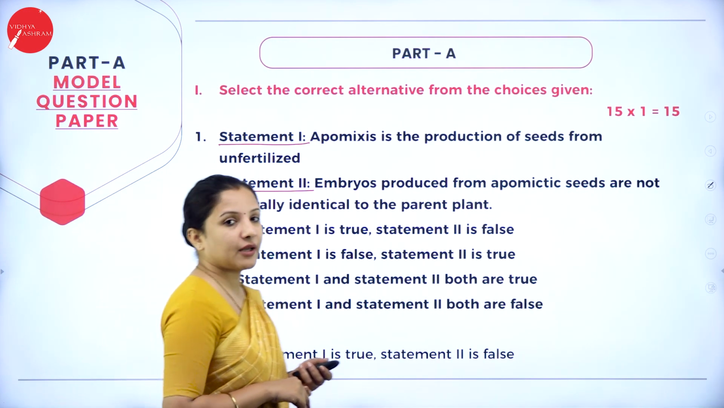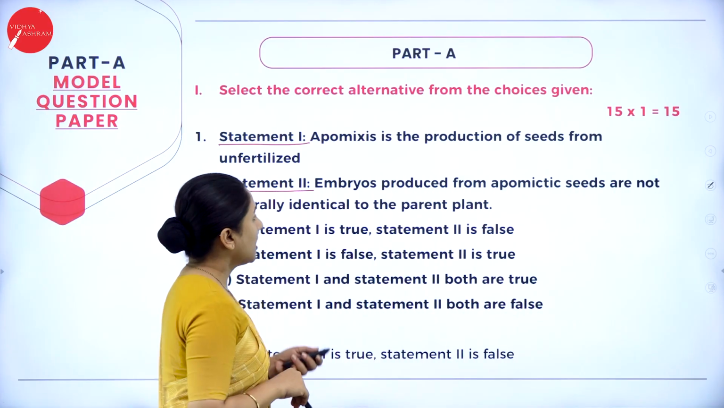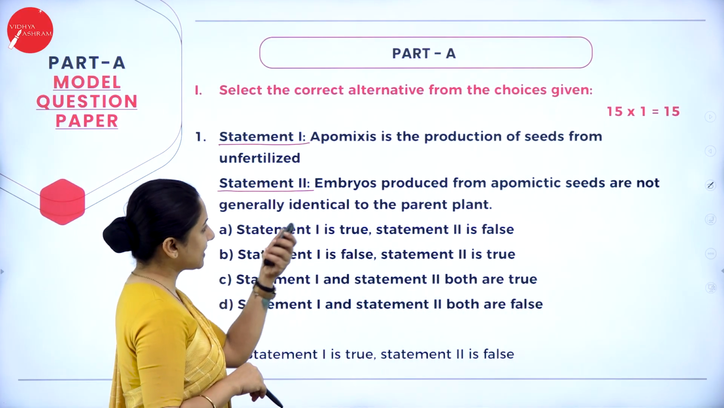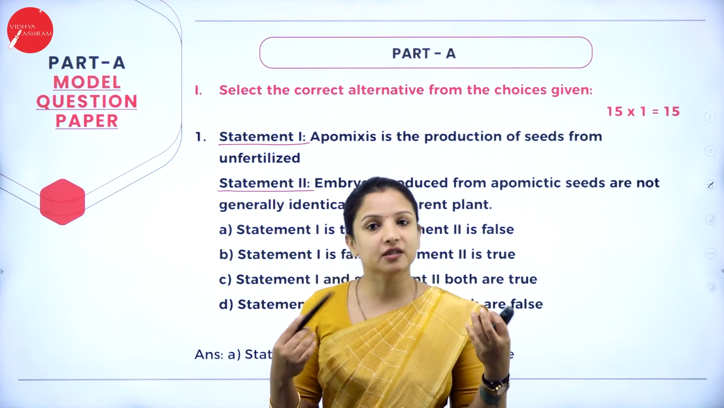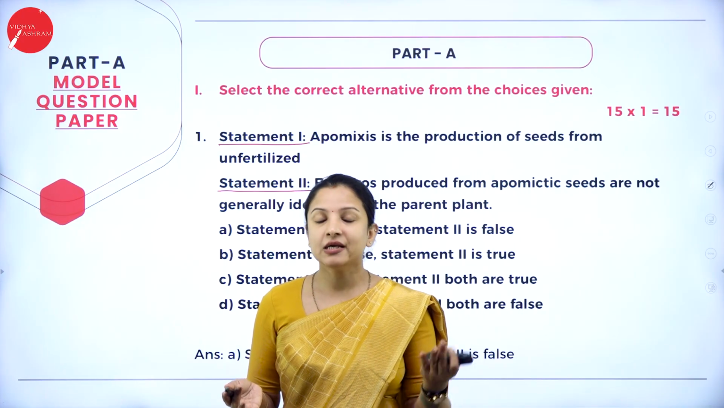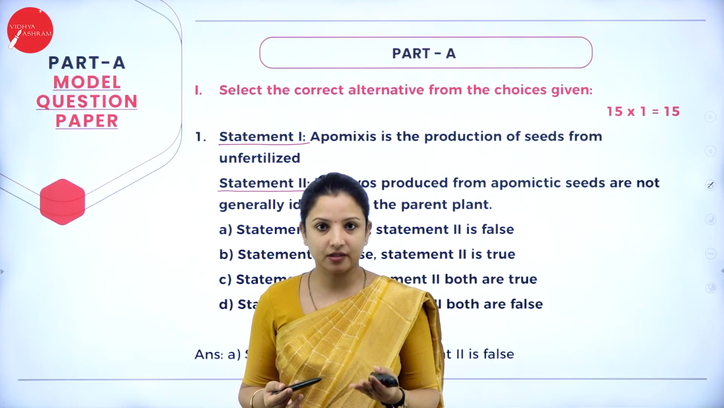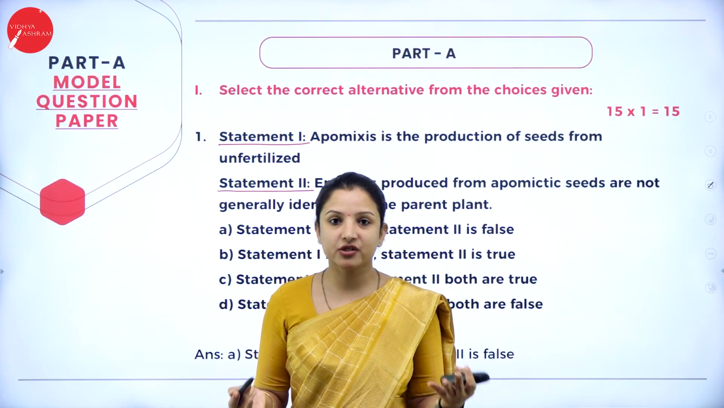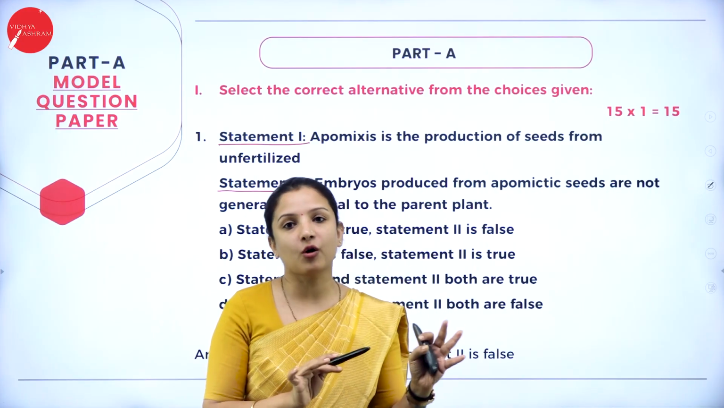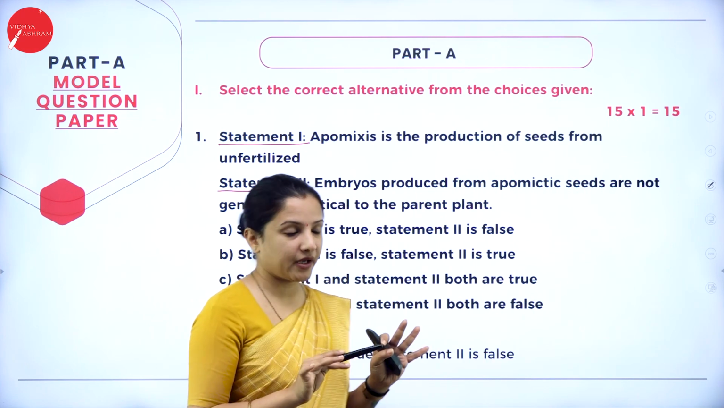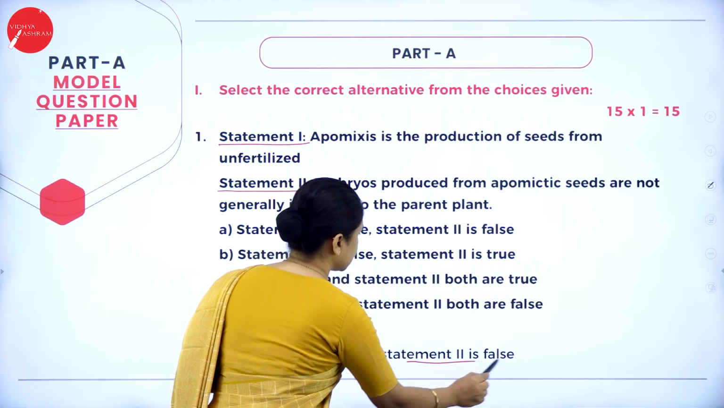So we all know that apomixis is nothing but seeds are produced without the fertilization process, right? And embryos produced from apomictic seeds are not generally identical. They are identical. Why they are identical? Because if fertilization itself doesn't happen, then there is no chance of getting the characters from both the male and the female plant, right? So therefore, there will not be any changes in the progeny. So the progeny will have the exact same copy of characteristics as that of the parent. So therefore, the statement 1 is true and statement 2 is false.